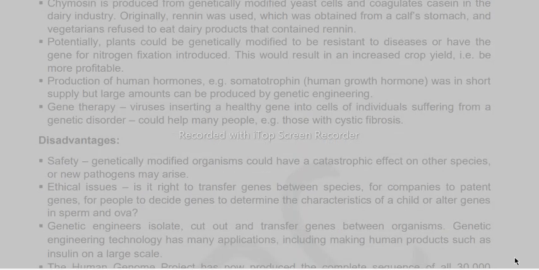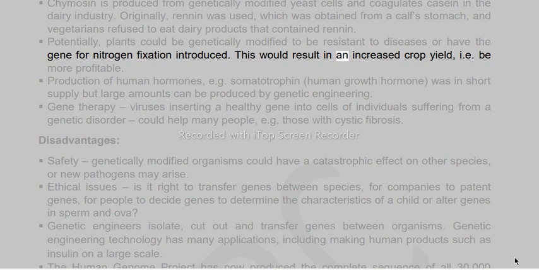Chymosin is produced from genetically modified yeast cells and coagulates casein in the dairy industry. Originally, rennin was used, which was obtained from a calf's stomach, and vegetarians refused to eat dairy products that contained rennin. Potentially, plants could be genetically modified to be resistant to diseases or have the gene for nitrogen fixation introduced.